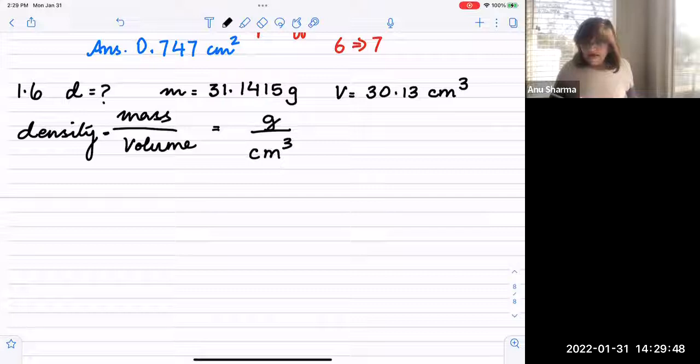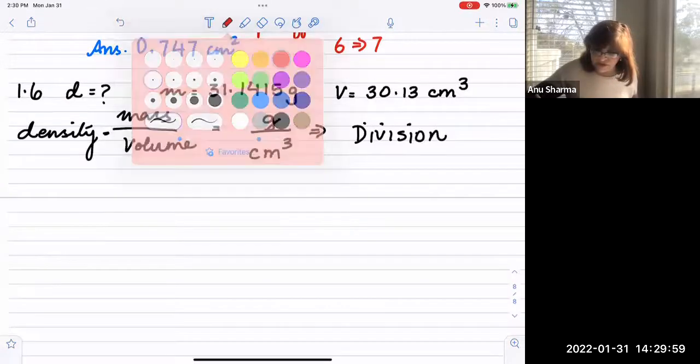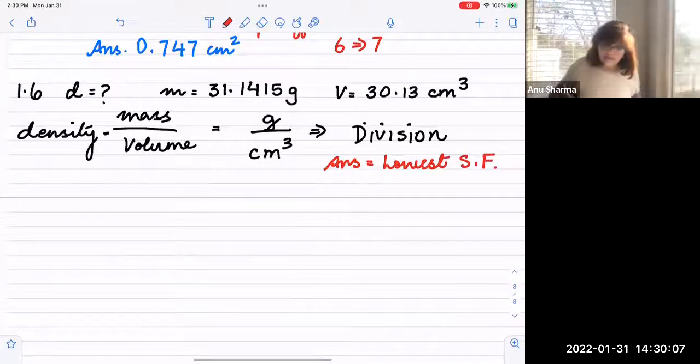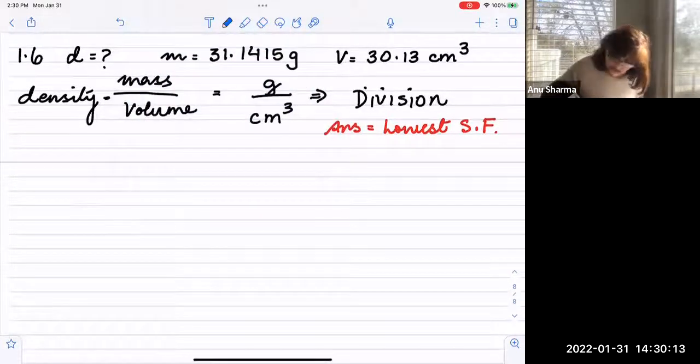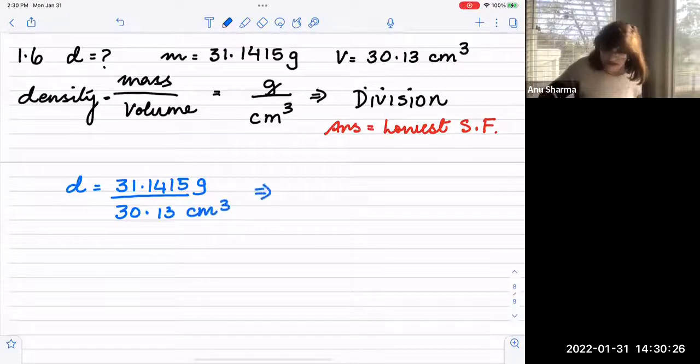Now you have to just put this. Here, remember, this is a division problem. So in division, again, the final answer will have the lowest significant figures. Even though the question doesn't ask, that's the ideal thing to do. Anyway, here we have the density, 31.1415 grams, always write the units, over 30.13 centimeter cube. And what do you get here?